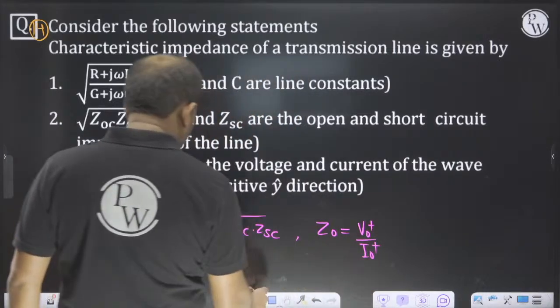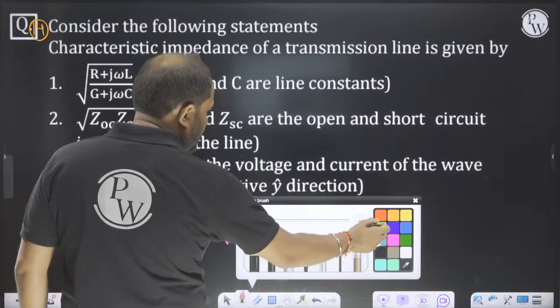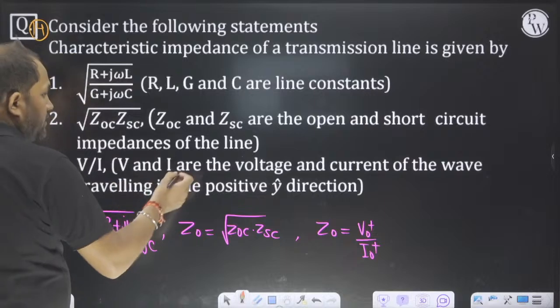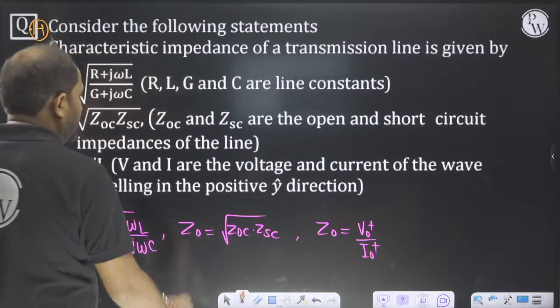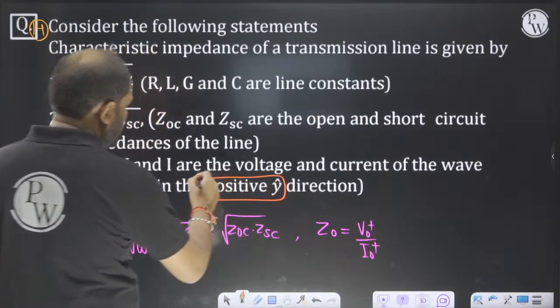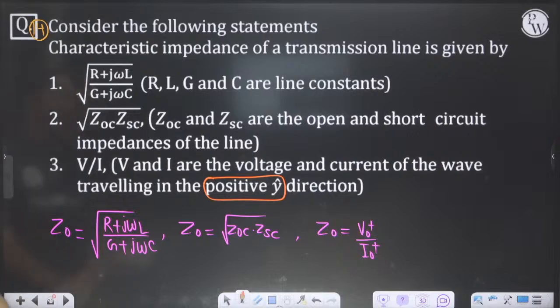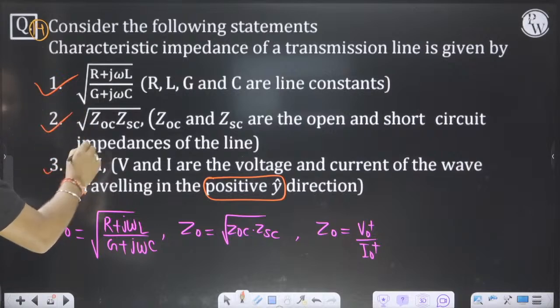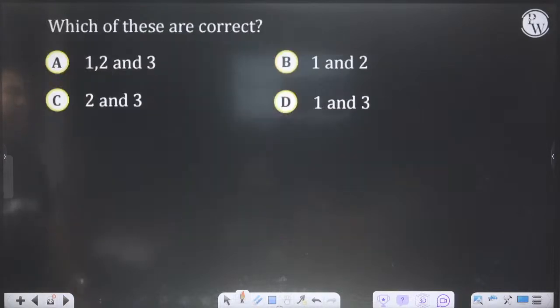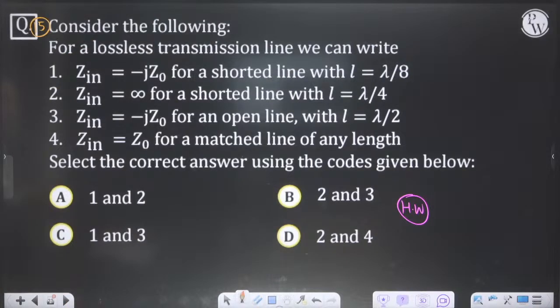So it is given in the question. It is the voltage and current wave in the positive y direction. Positive direction it is given. So the answer will be first, second and third. All are correct. So our answer will be A.